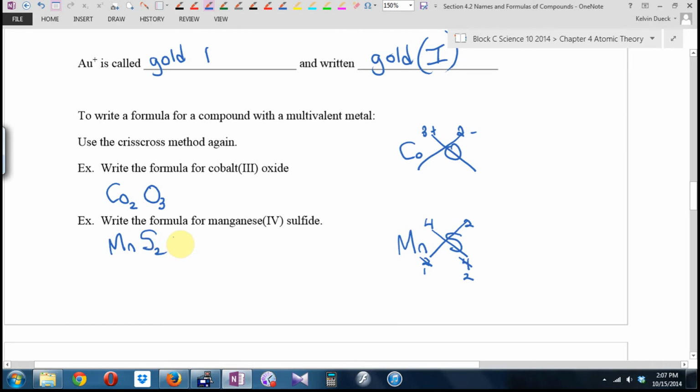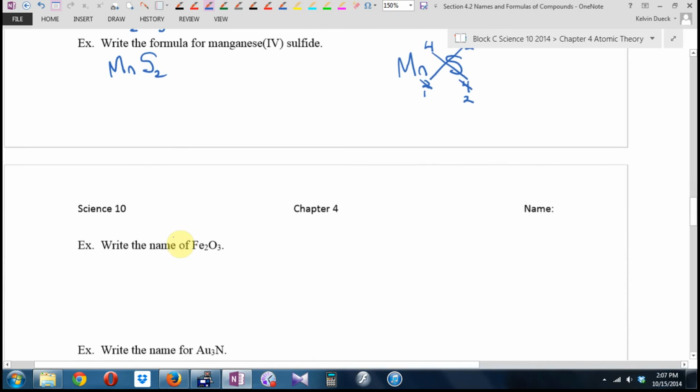I am not good enough to glance at the formula and read the name. Mr. Perugia is. So he would glance at that and say, oh, that's manganese 4 sulfide. He can do all the math and uncriss-cross in his head. I hope to get there because I'm a nerd. Turn the page.